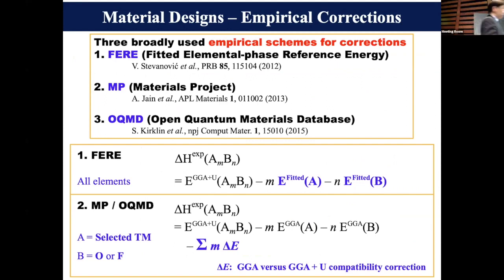Okay, so FERE and Materials Project have a common point. The common point is that the total energies are computed within the GGA plus U method instead of GGA. You know GGA underestimates the correlation, so GGA plus U improves some significant errors with empirical correction. The basic idea is that GGA plus U is used, and some empirical correction gives the best agreement between the experimental and the computational one.